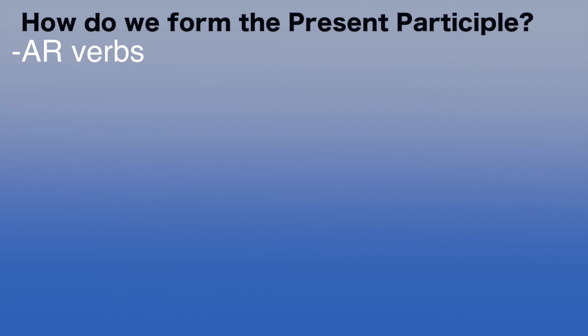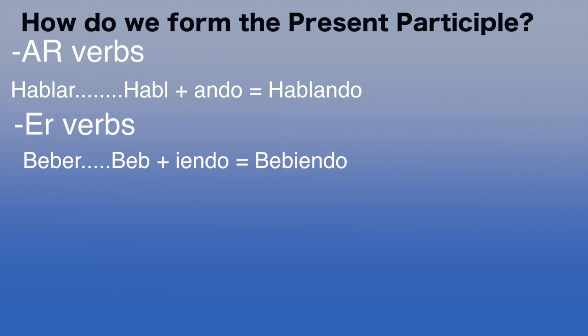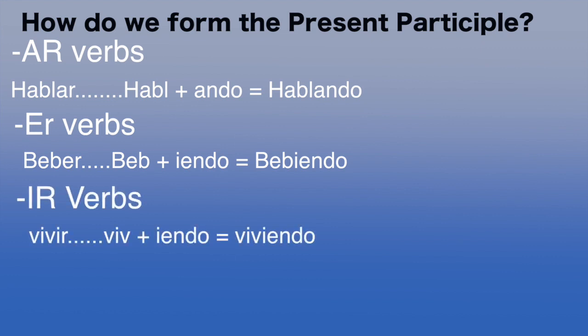If we have an AR verb, for instance the verb hablar, we're going to get rid of the AR, and then with the stem, habla, we're going to add ando. So for hablar, the present participle would be hablando. For ER verbs, such as beber, we're going to remove the ER and add iendo. So for the verb beber, the present participle would be bebiendo. For IR verbs, such as vivir, again, we're going to get rid of the IR and also add iendo. So for AR verbs, we're going to add ando. For ER and IR verbs, we're going to add iendo.